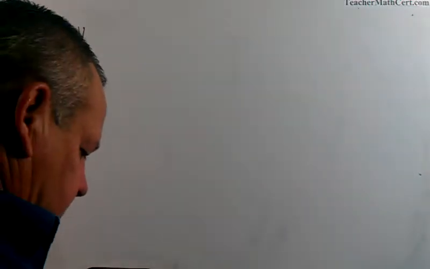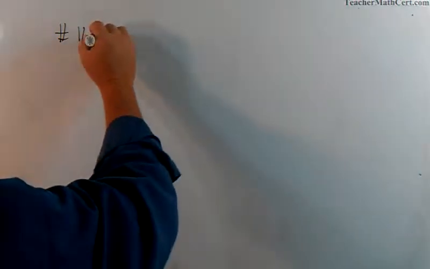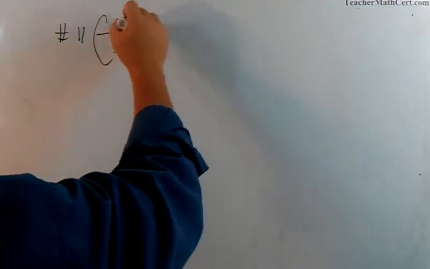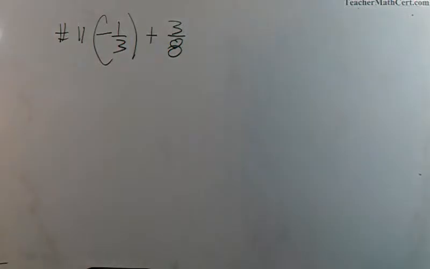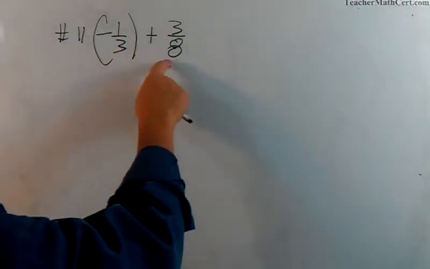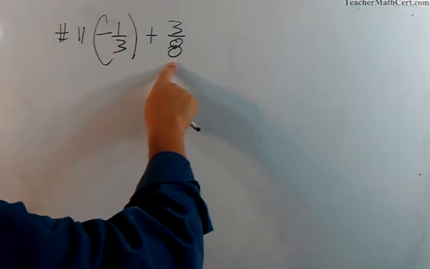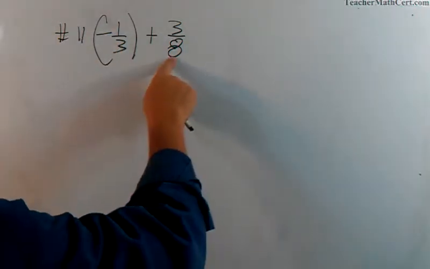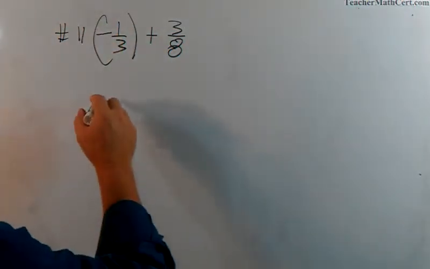Number 11. -1/3 plus 3/8. All right, pieces of the pie are not the same, right? So we've got to correct that. So how do we do that? We take the denominator of one of the fractions, and we multiply the opposite side, both numerator and denominator.